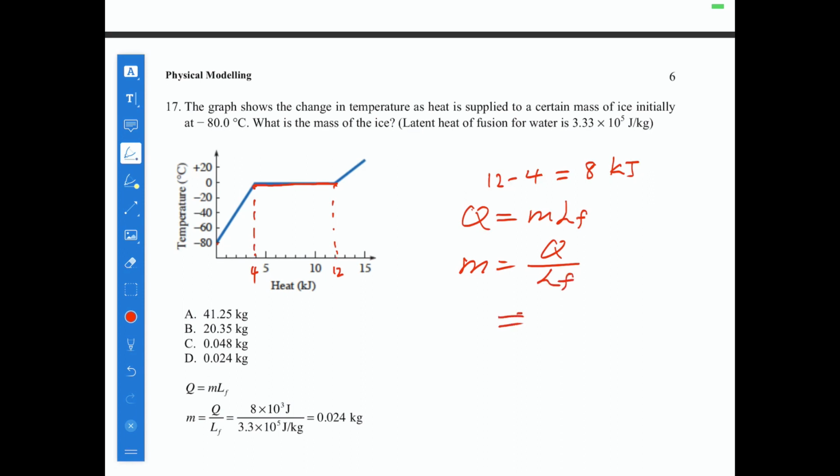So this is 8 kilojoules over 3.3 times 10 to the power 3 joule per kilogram. Again, if you look at the unit, it will give you kilograms. And your answer is D.